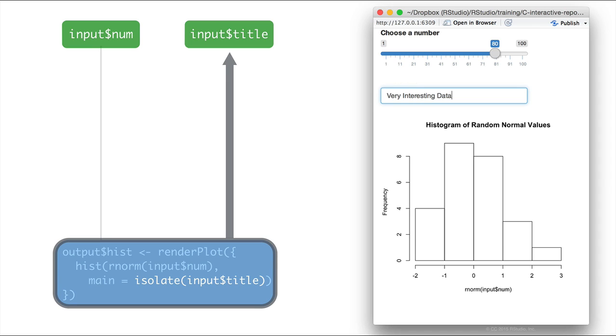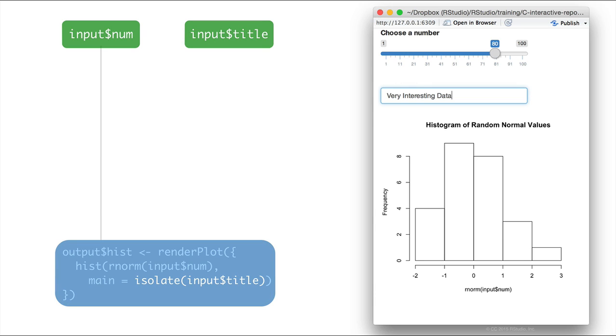It's going to look up that value just like it'd look up any value, reactive or not. It's going to use it to create a new plot, so the new title will show up in my plot when it's time to make a new plot, but the plot simply will not react when the title changes.